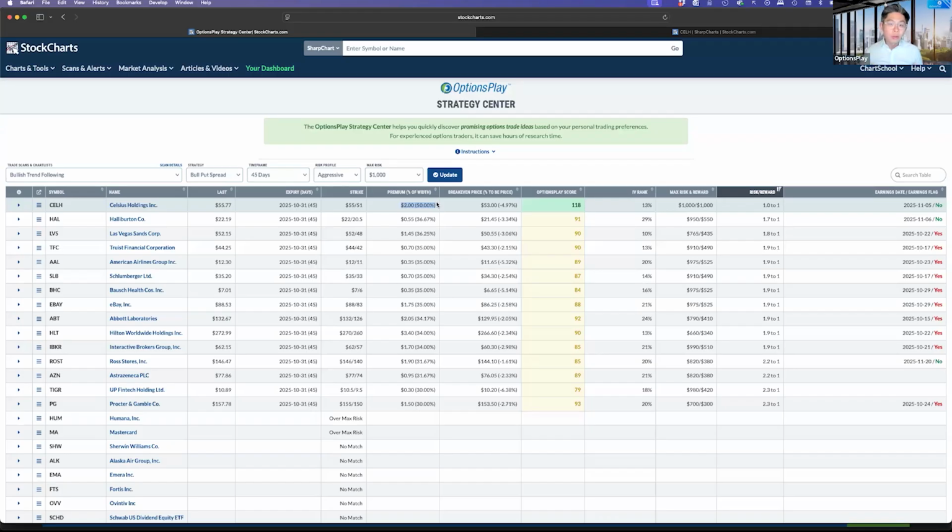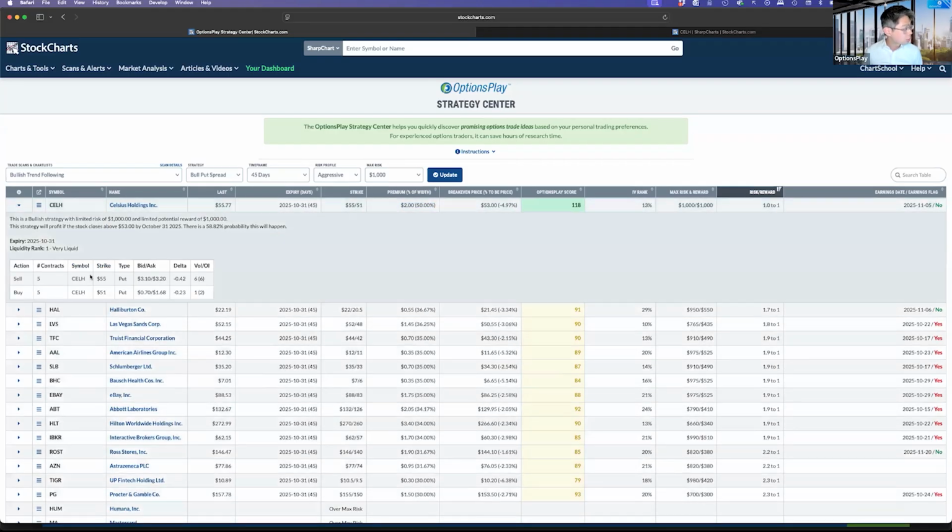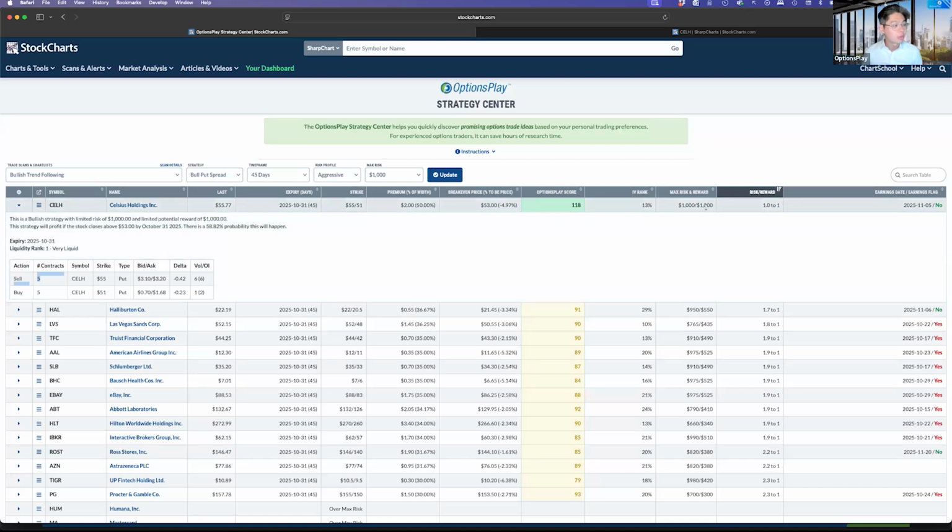So it does all of the work for me. Today, as you can see, I just clicked on a couple of buttons. I didn't have to look through hundreds of charts. I didn't have to pull up an options chain. It does all of the work for me. And it also accounts for the number of contracts for me to risk no more than $1,000. This is telling me that if I sell 5 contracts, my maximum risk on this particular trade will be $1,000. My max risk will be $1,000. My max reward will be $1,000.